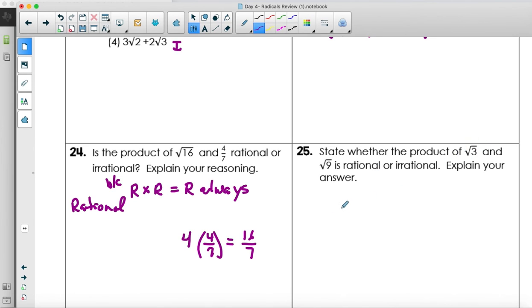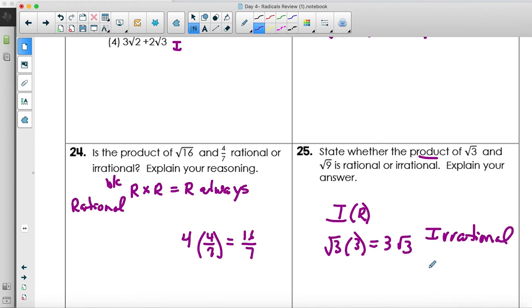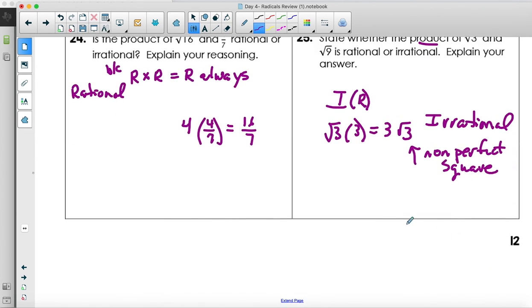This is an irrational number. And I'm looking for the product, so I'm multiplying an irrational number times a rational number, right? So I'm basically doing the square root of 3 times the square root of 9, which is just 3. And that's going to equal 3 radical 3, which is irrational. And it's irrational because this is a non-perfect square. Okay, so therefore it's irrational.